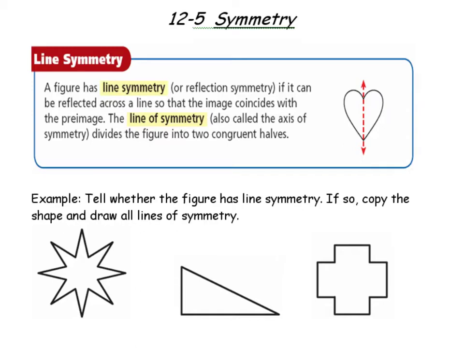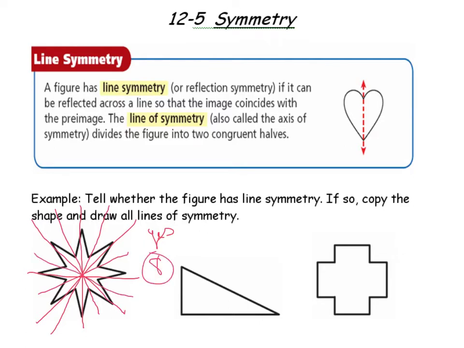Tell me whether these figures have line symmetry. If so, draw those lines of symmetry. So this one is clearly a yes, and it actually has tons of lines of symmetry. I've got 1, 2, 3, and 4. But you also have in between 5, 6, 7, 8. 8 lines of symmetry. Craziness.